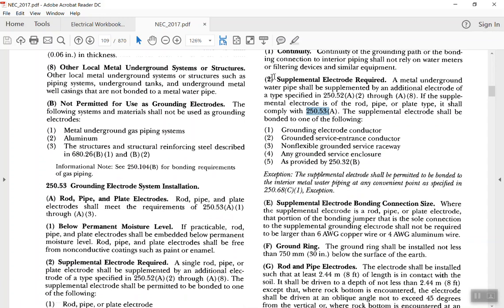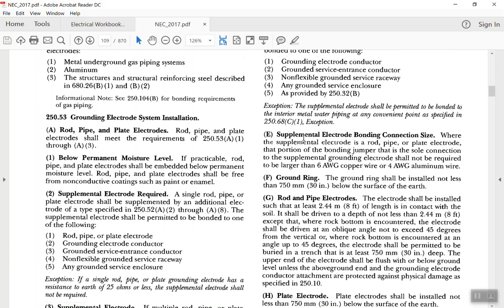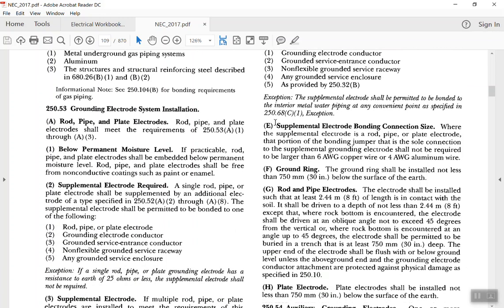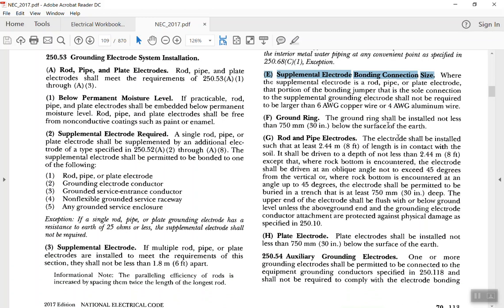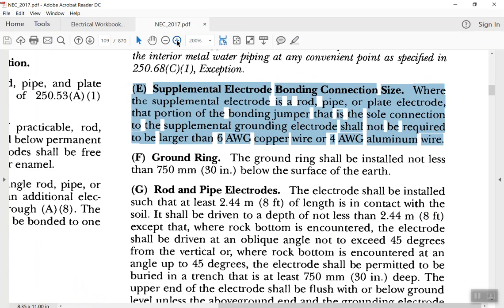And we see supplemental electrode required. So it's required, right? Because we're bonding a couple things together here, and here are the issues, right? Where are we at here? Where's E? There's E right there. Supplemental electrode bonding connection size. So the size of it, okay, right here. We'll see if I can kind of blow that up a little bit.